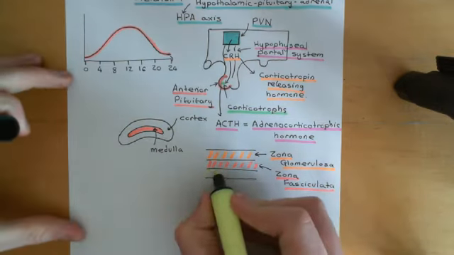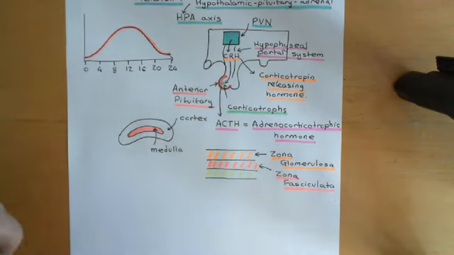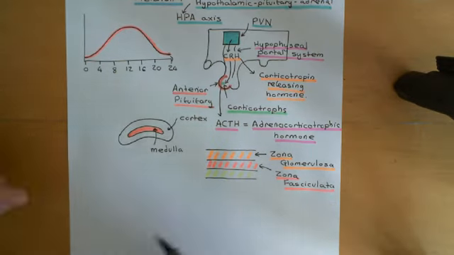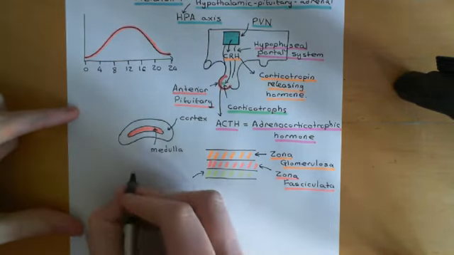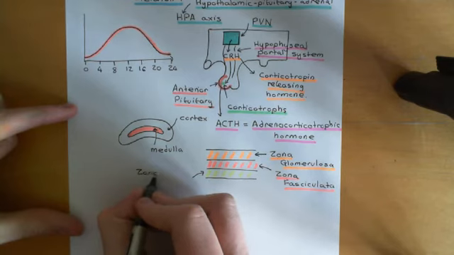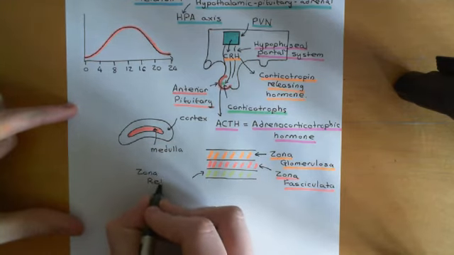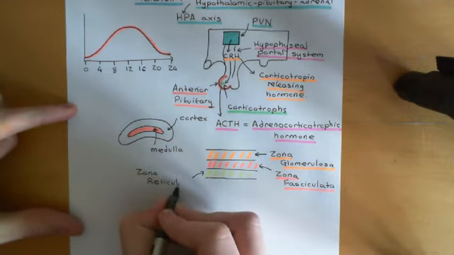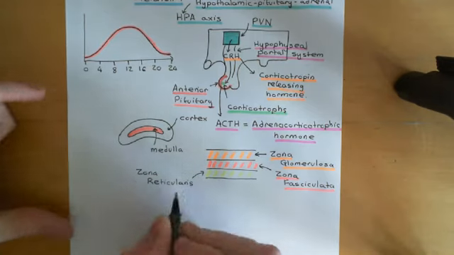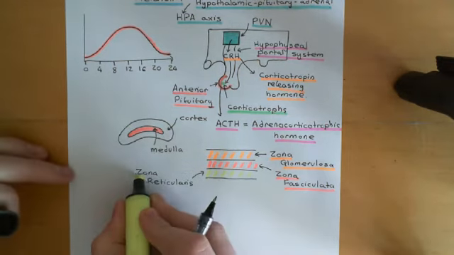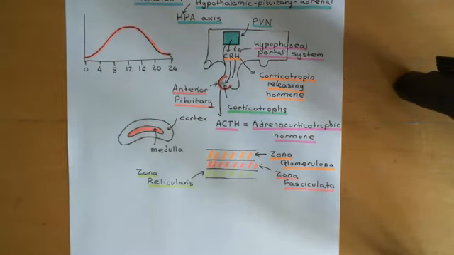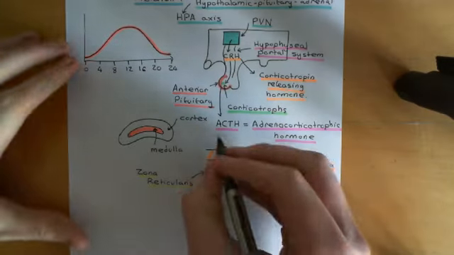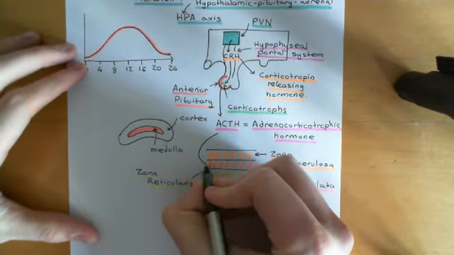Once I've just finished the cortex, I'll now talk about this final layer in yellow here, which is the most inner layer just before you get to the medulla. This is what's called the zona reticularis. The zona reticularis is involved in secreting sex steroids into the blood, so things like testosterone and other sex steroids. Again, we're not interested in zona reticularis. The layer we're interested in is just zona fasciculata here.